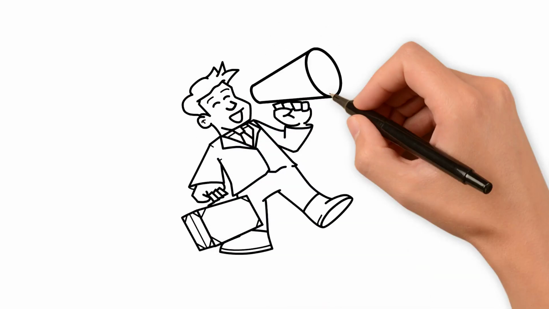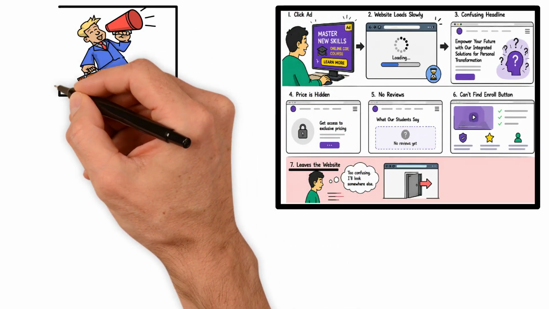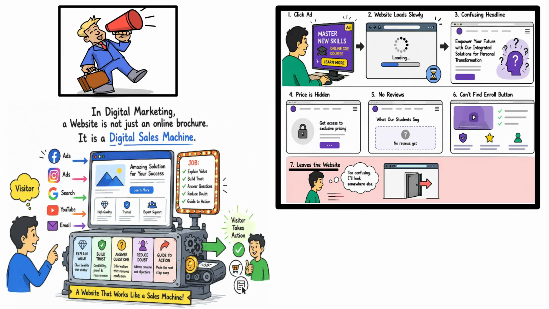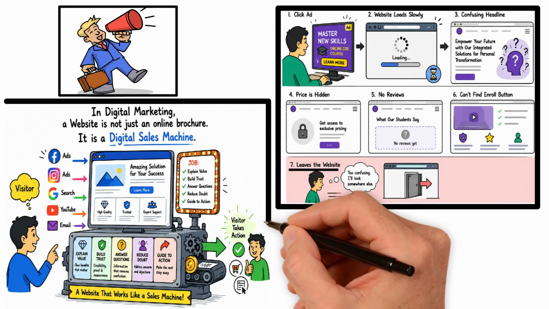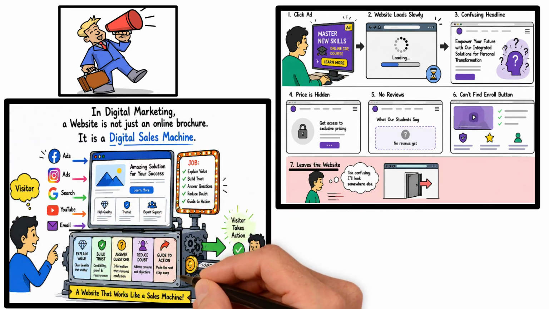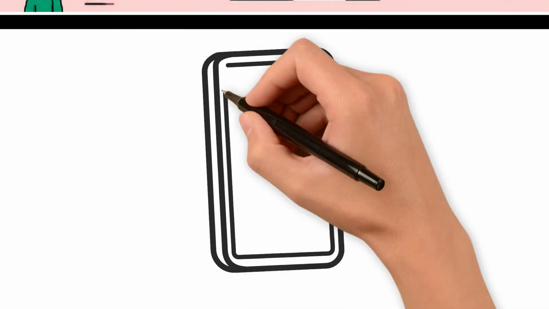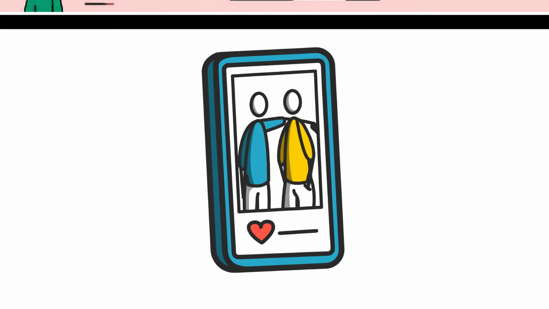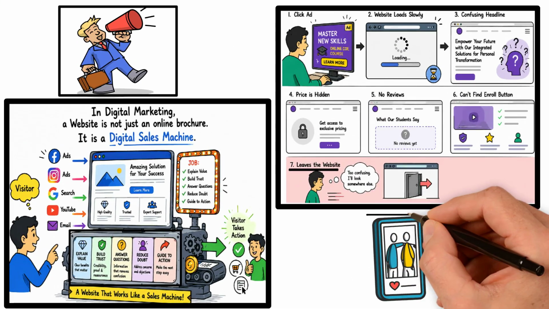Was the advertisement the problem? Probably not. The website failed to convert the visitor. In digital marketing, a website is not just an online brochure. It is a digital sales machine. Its job is to explain value, build trust, answer questions, reduce doubt, and guide visitors toward action. That action may be buying, booking, subscribing, downloading, or completing a form.